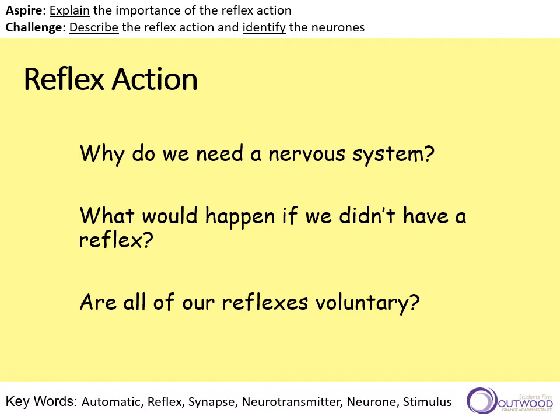Reflex action. Why do we need a nervous system? What would happen if we didn't have a reflex? And are all of our reflexes voluntary? Now, what do I mean by that? Either reflexes are voluntary or they are automatic. Okay, so they happen without us thinking, therefore they are automatic. Or I decide I want to pick up my mobile phone next to me, but that's a voluntary action. I'm deciding that. However, my eyes blinking at the moment that I'm picking it up, that's not voluntary. That's automatic. So some of them are automatic, some of them are voluntary.